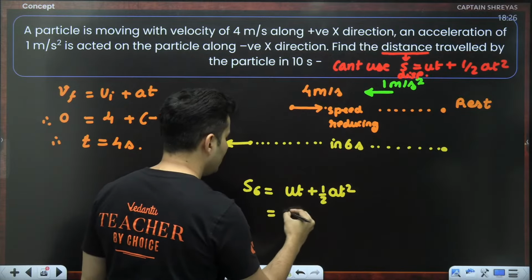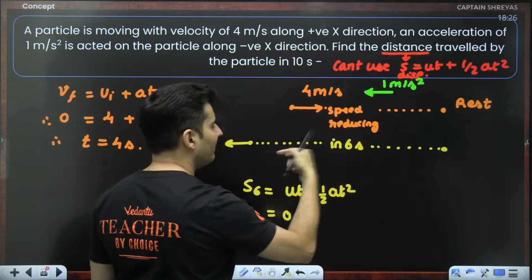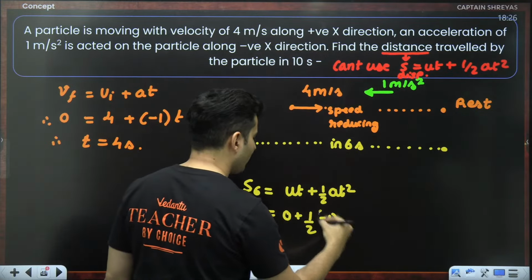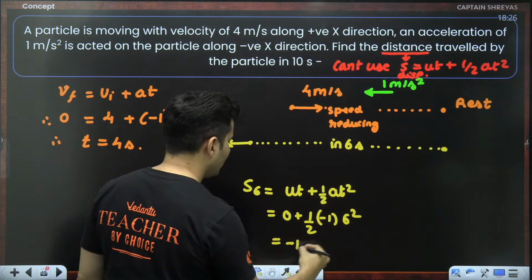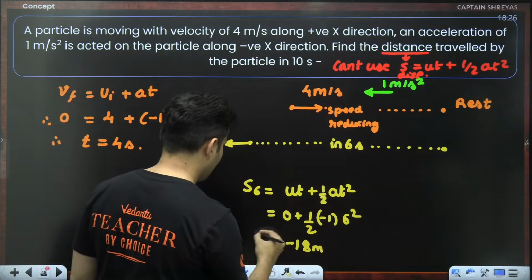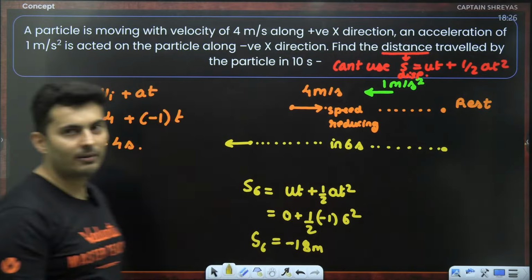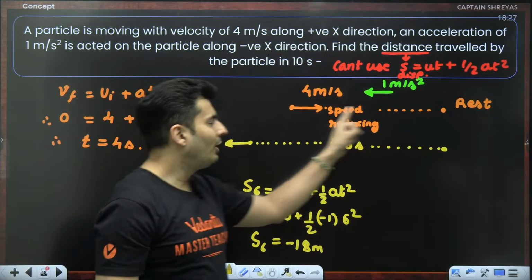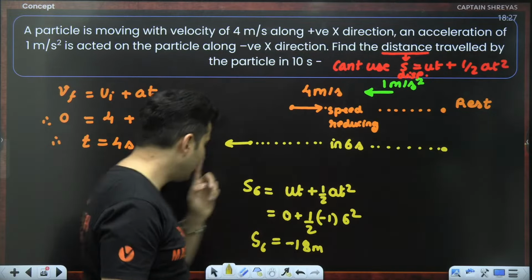If I use it, initially it is 0. Acceleration is basically, if I take this direction as negative, it will be -1 into time, which is basically 6. 36 by 2 is basically -18 meters. So I have gone 18 meters like this in the negative direction. Awesome. And while stopping, how much distance have I traveled?